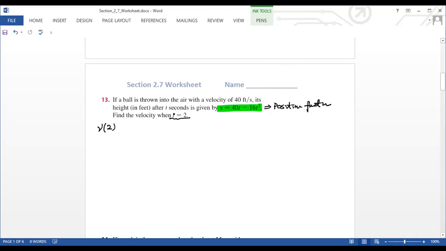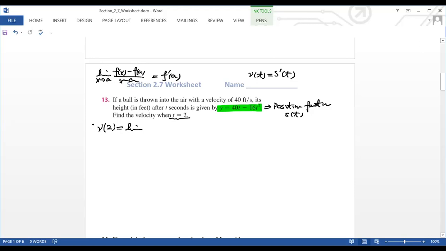So the velocity function is the derivative of your position function, right? Now we'll be able to use our definition of the velocity, so we can use the limit. As x approaches a, f of x minus f of a over x minus a. So this is one of the definitions for the derivative.